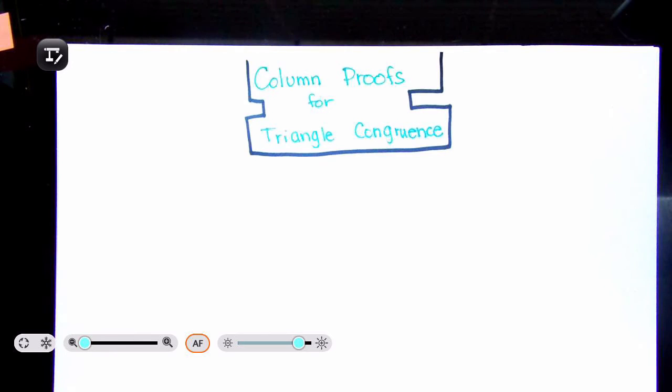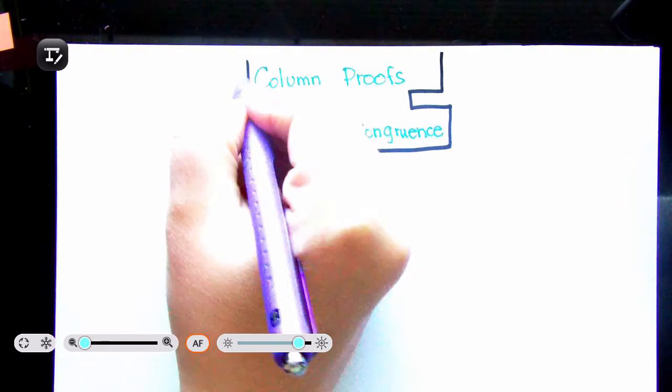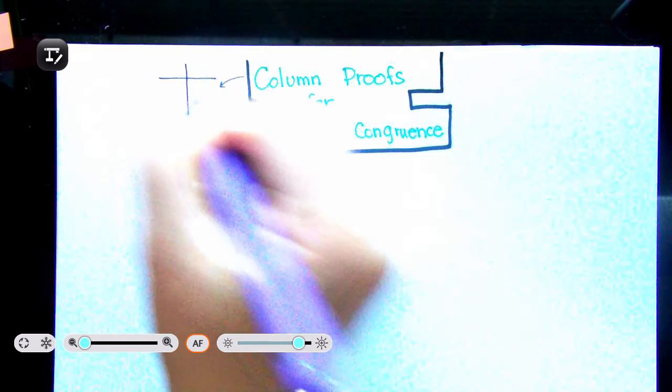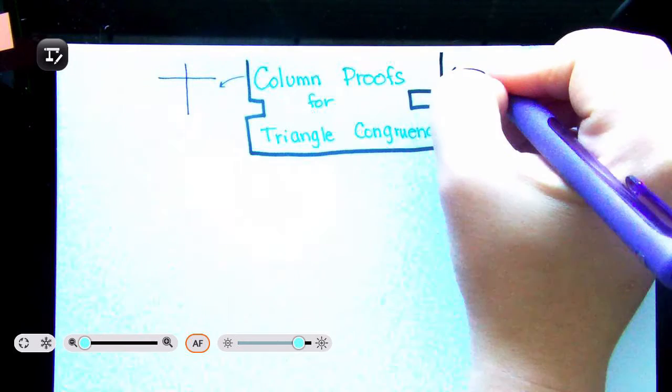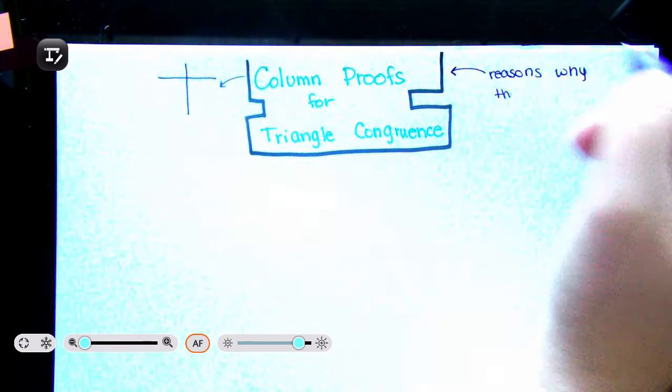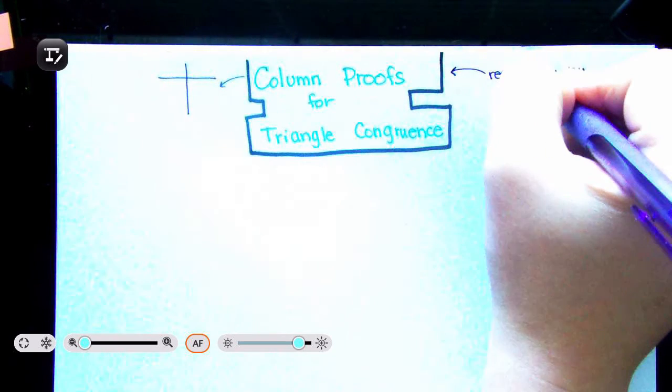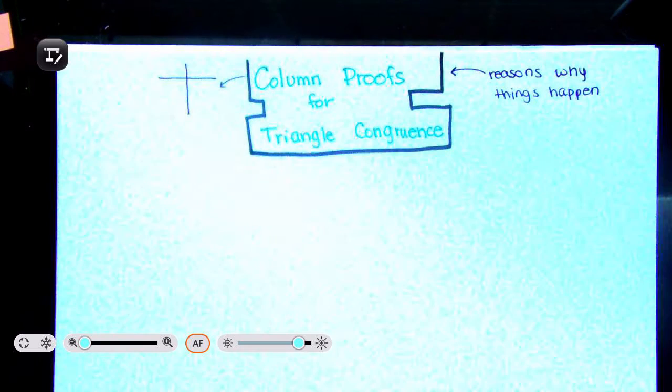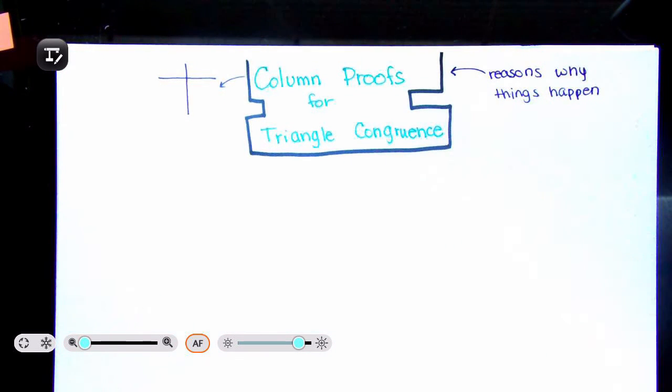So a column proof is a column. It looks like a really big T-chart. And a proof is just reason, or reasons, plural, why things happen. So there are reasons why things happen. Now, when we're doing our column proofs, we're going to have that T-chart, we're going to have reasons. But specifically, why are we doing this is to prove that two triangles are congruent.